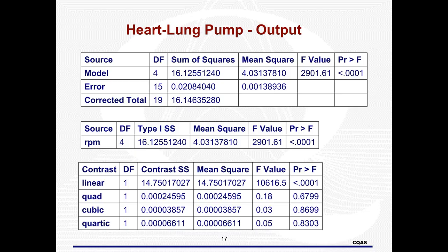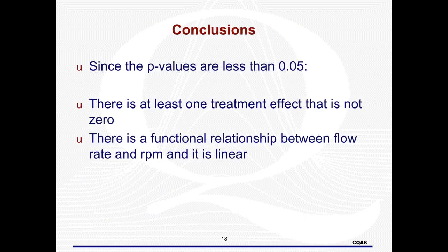However, the quadratic, cubic, and quartic components are all non-significant. That tells us the relationship is overwhelmingly linear. So what do we conclude from this analysis? First, there is strong evidence that RPM affects flow rate. Second, the relationship appears to be linear.